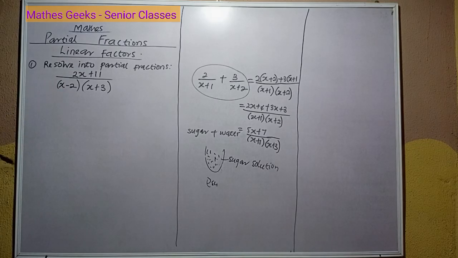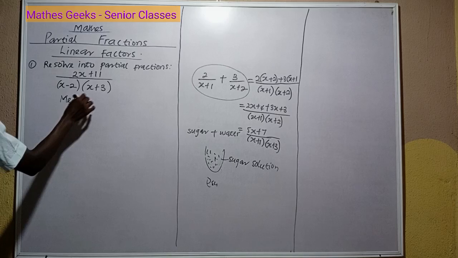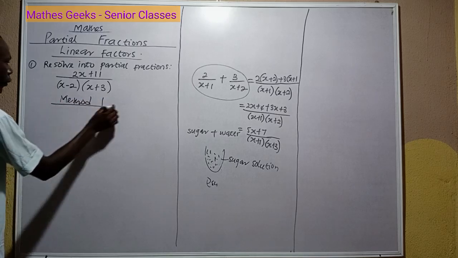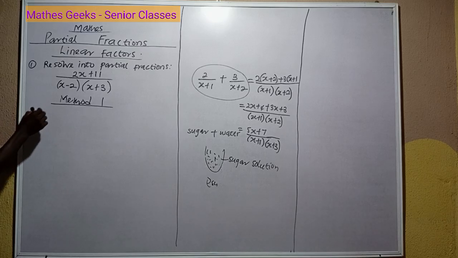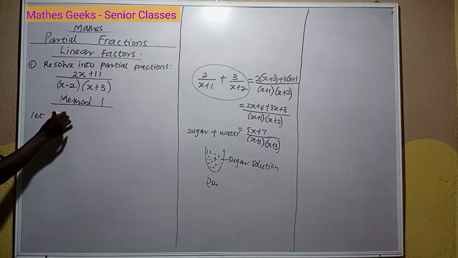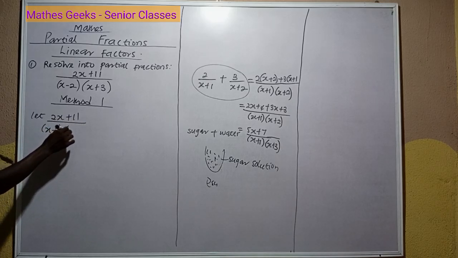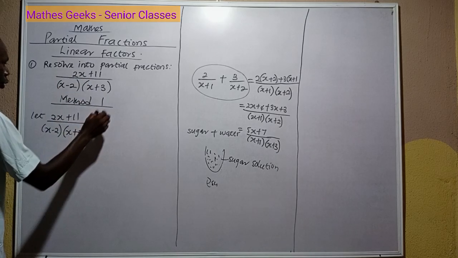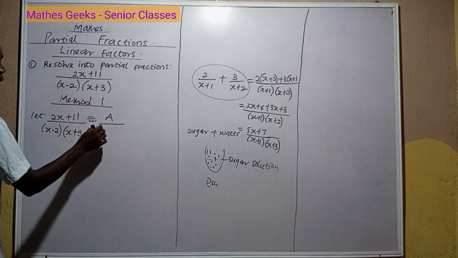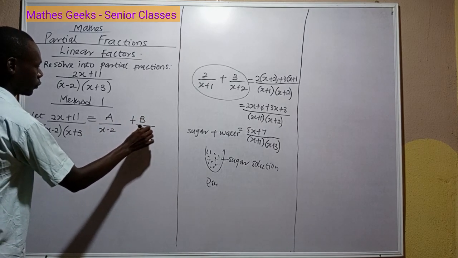There are two ways of resolving into partial fractions. I'll be treating the two methods. So I'm going to start with the first one. So this is method 1. Okay, so in method 1, I'm going to write out the fraction. I'm going to say let 2x plus 11 over x minus 2 and x plus 3 be identical to a over x minus 2 plus b over x plus 3.